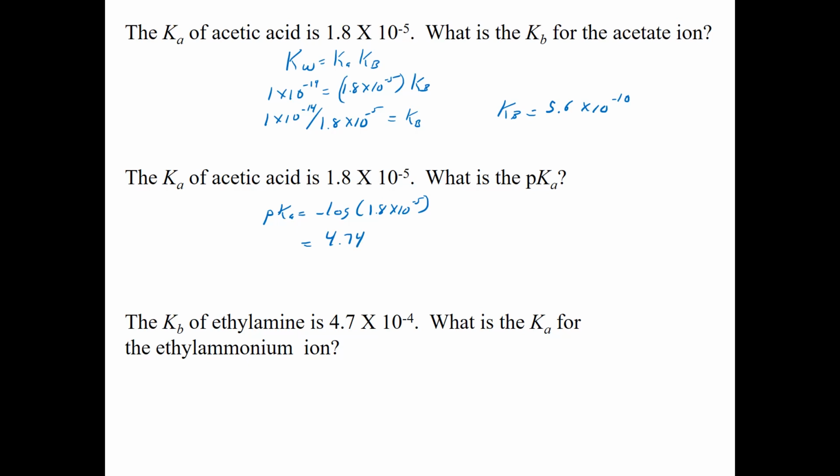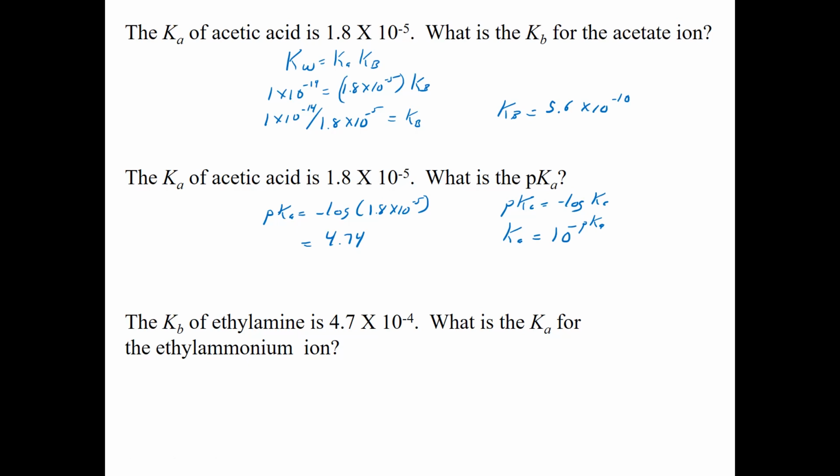I want to point out, I didn't do it on the last slide, that if pKa is a negative log of Ka, then Ka is 10 to the negative pKa, just like the hydronium ion is 10 to the negative pH, hydroxide is 10 to the negative pOH. It's the same format because this P right here just simply means negative log. So this is the inverse of that.